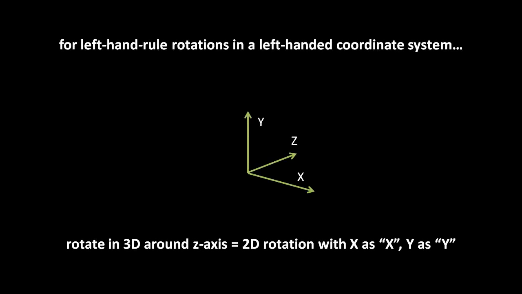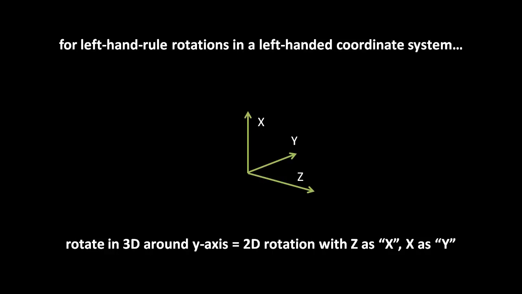Now, for a left-handed system with left-hand rule rotations, the rotations around the axes actually work out the same. Rotations around the z-axis use x for x and y for y, rotations around the x-axis use y for x and z for y, and rotations around the y-axis use z for x and x for y. But what if we mix the left-hand rule conventions with a right-hand system, or mix the right-hand rule convention with a left-hand system?